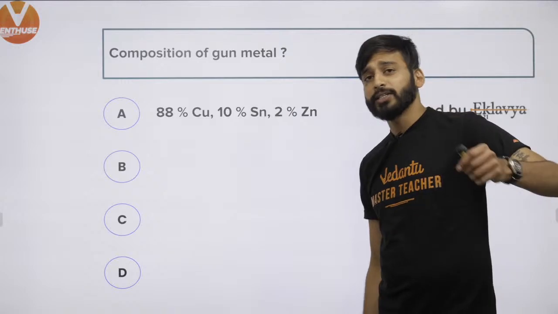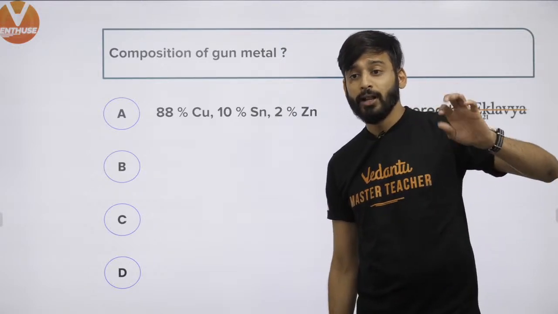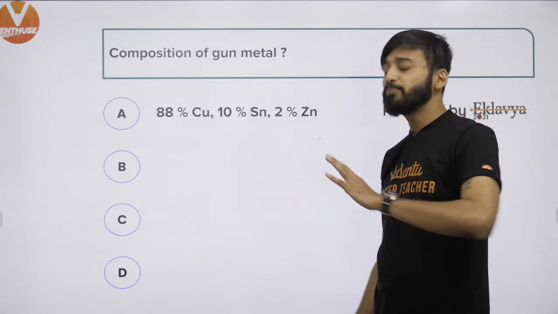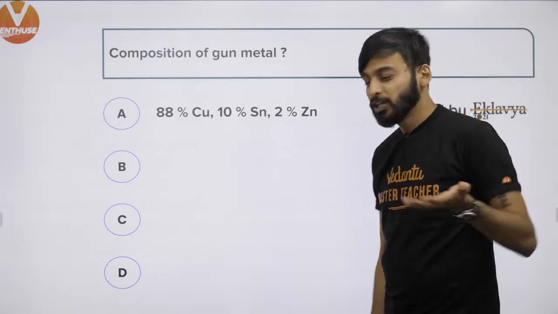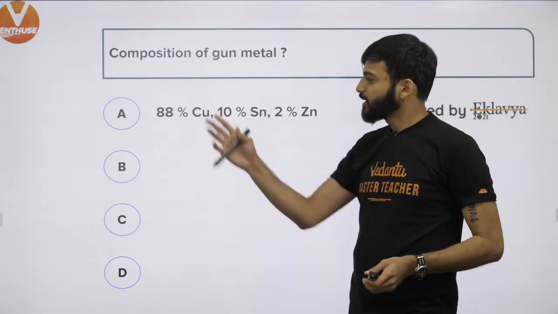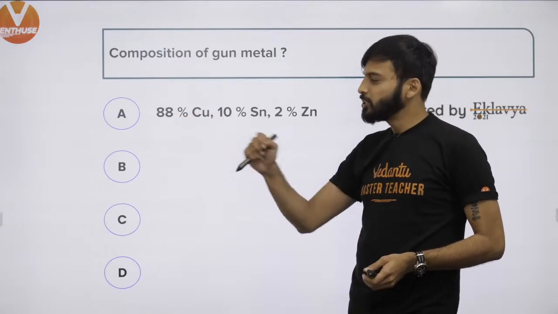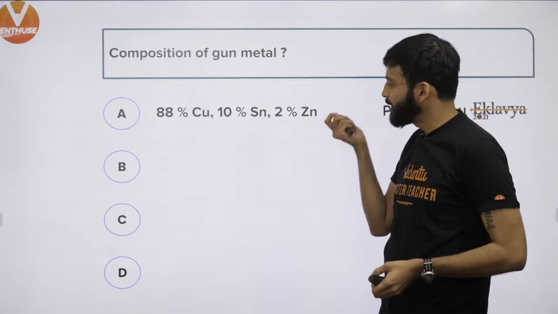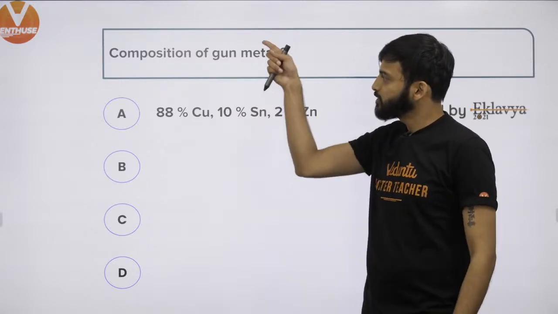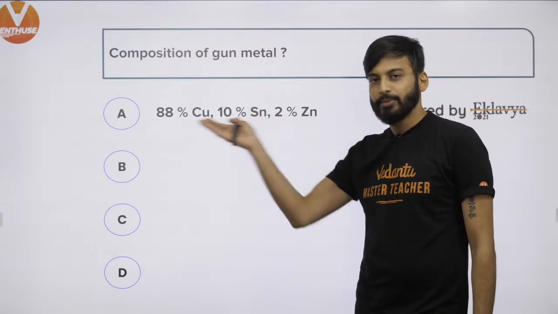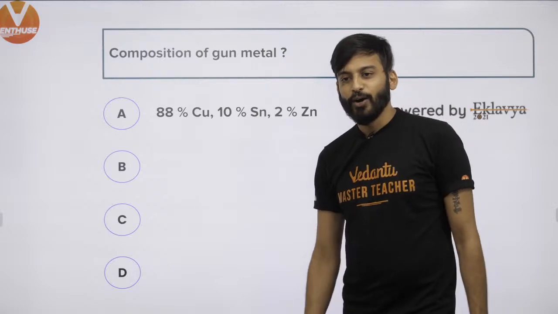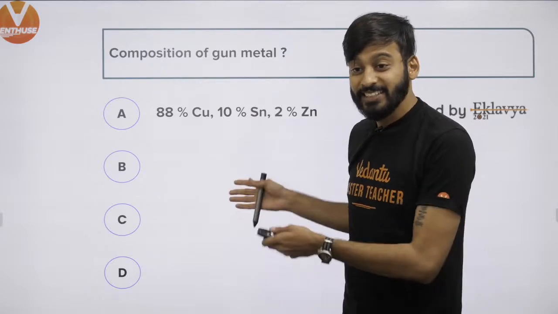Gunmetal. Beta, what is the composition of your gunmetal? I think it was easy, and many of you have read this already in your junior classes as well. The correct composition was 88% copper, 10% tin, 2% zinc. So gunmetal contains these elements in it, right?